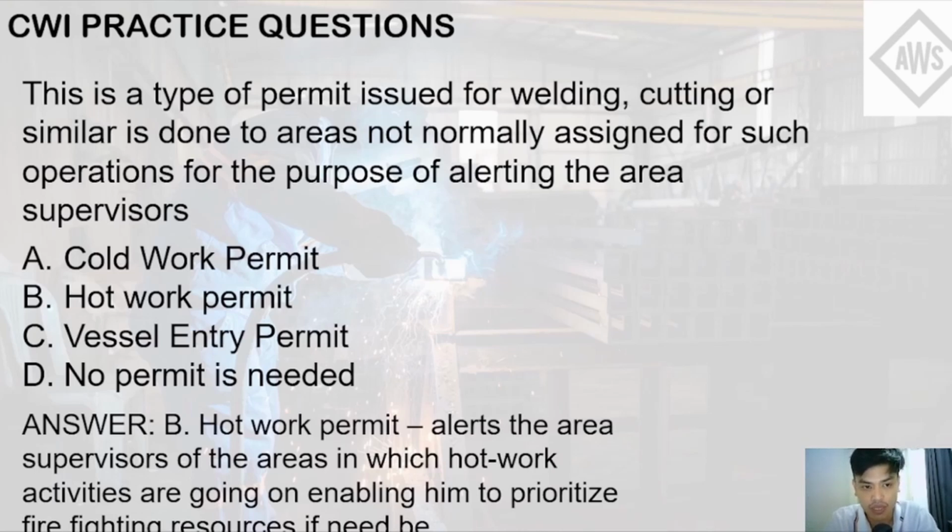So for example, mitigations are in place, there are fire extinguishers, but basically it was not enough. The fire generated just spread throughout the area. So if you have a hot work permit, it alerts the supervisors to prioritize those firefighting resources, the hydrants, the hoses, the fire trucks, to that area.